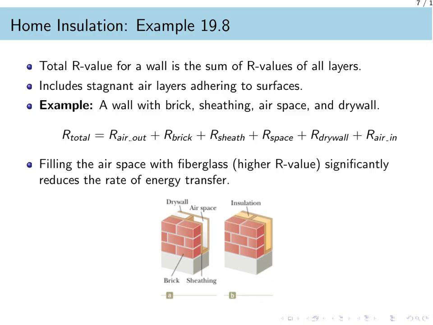In home insulation, the total R value for a wall is simply the sum of the R values of all its individual components. This calculation must also include the stagnant air layers that naturally stick to the interior and exterior surfaces. As seen in the diagrams, a typical wall might consist of brick, sheathing, an airspace, and drywall. If we replace the airspace with a material like fiberglass, which has a much higher R value, we significantly reduce the rate of energy transfer, keeping the home warmer in the winter and cooler in the summer.